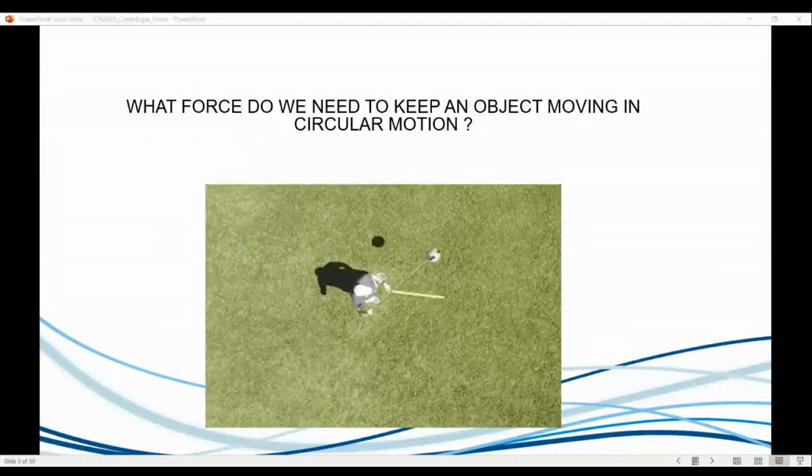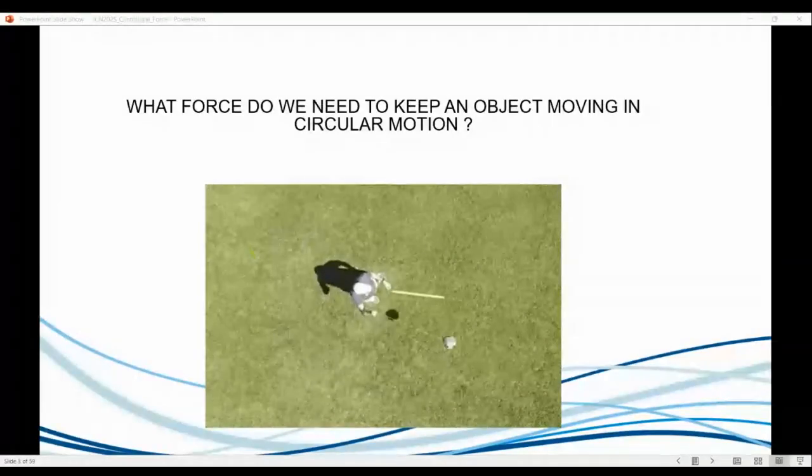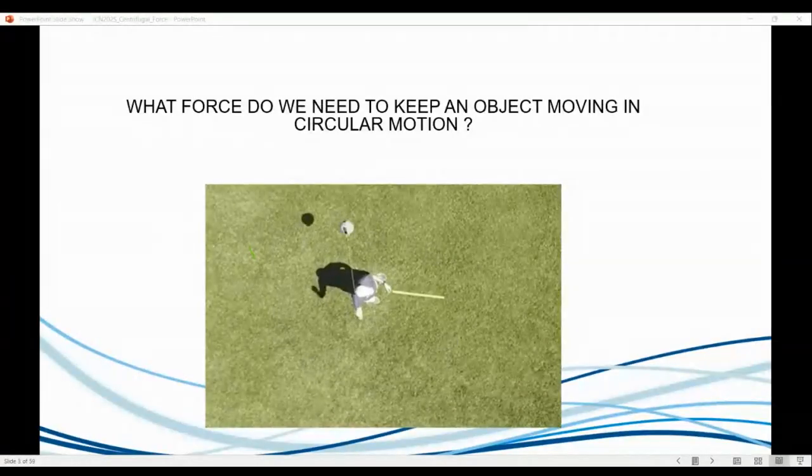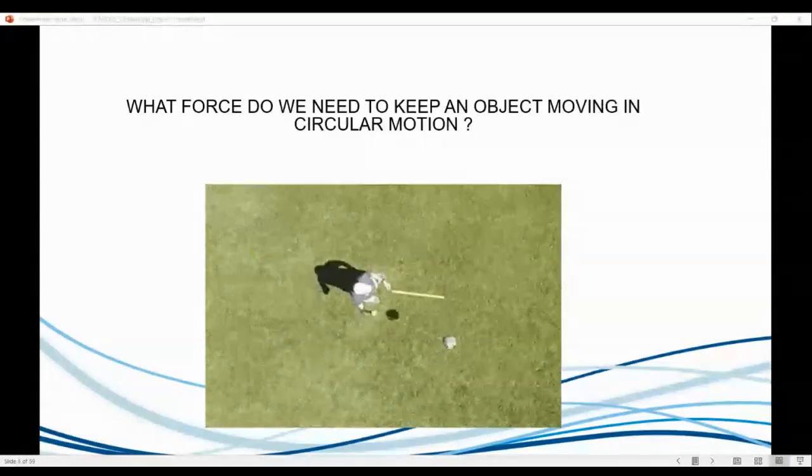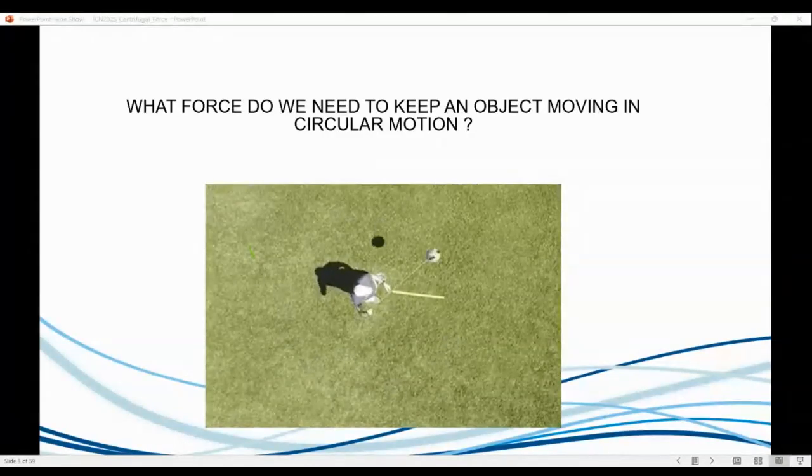Anyone? You know, not fall to the ground. That is not what I'm looking for. In which direction will the ball go? As you swing and release it, what happens? Okay, I'll ask another question. Let's move on.